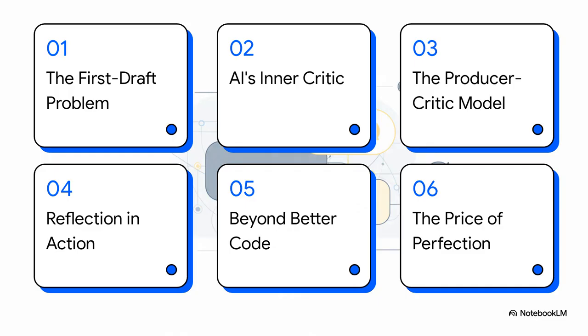Okay, here's the game plan. First, we'll tackle what's called the first draft problem. Why even the smartest AIs don't get it right on the first go. Then, we'll introduce the solution, the AI's inner critic, using this reflection pattern. We'll break down the producer-critic model, which is super powerful, see it in action with some code, and then look at where else it's useful. And finally, we'll get real about the costs, the price of all this perfection.